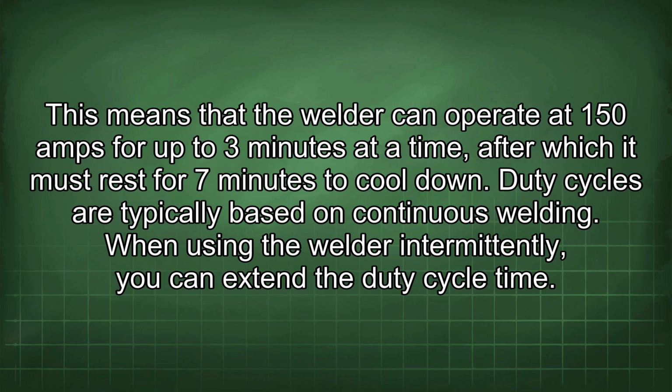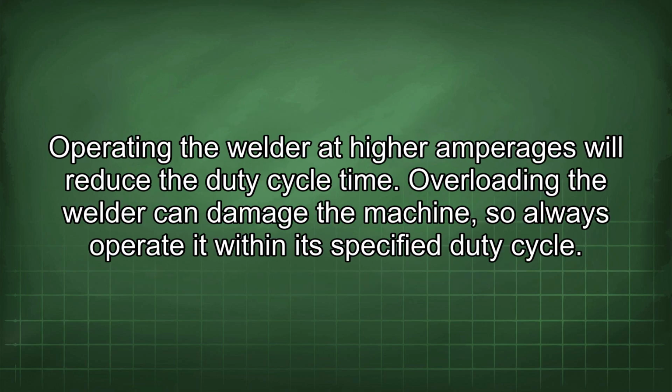Duty cycles are typically based on continuous welding. When using the welder intermittently, you can extend the duty cycle time. Operating the welder at higher amperages will reduce the duty cycle time. Overloading the welder can damage the machine, so always operate it within its specified duty cycle.